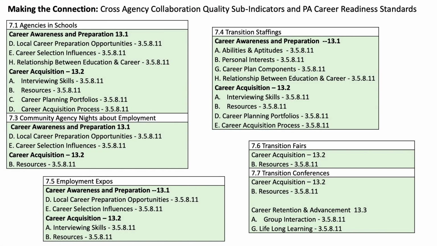Take a few moments to read over how the PA Career Readiness Standards align with the sub-indicators we've been talking about.